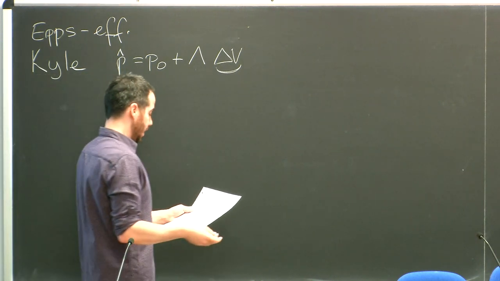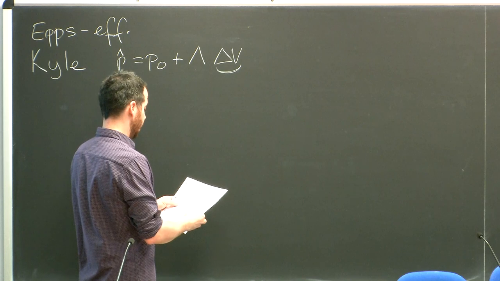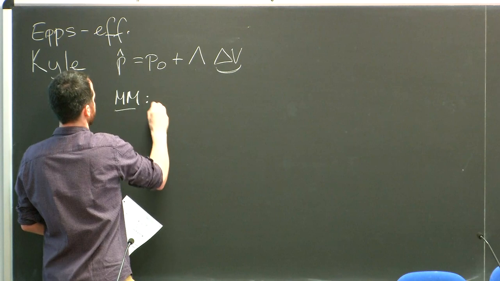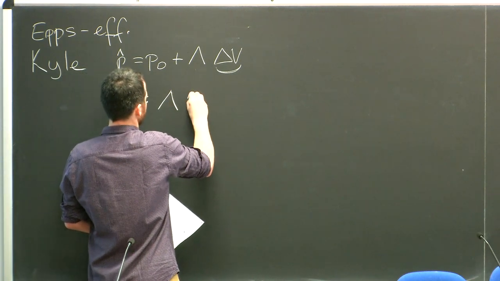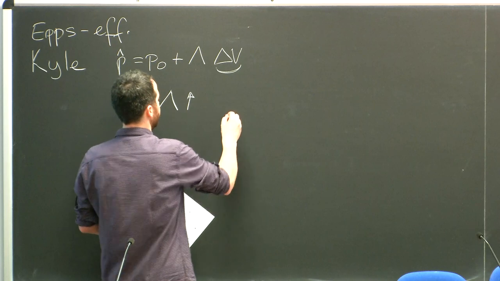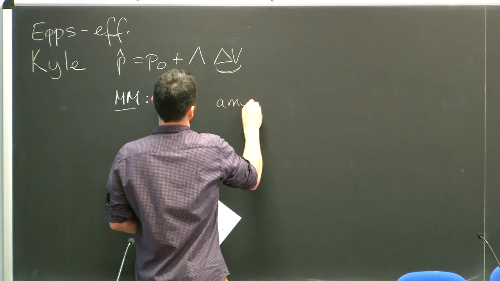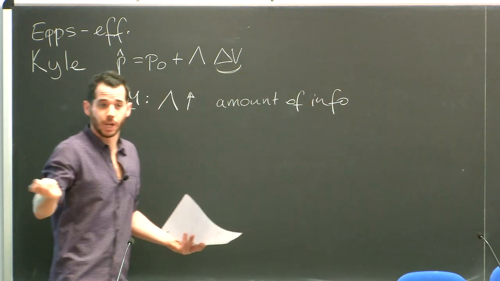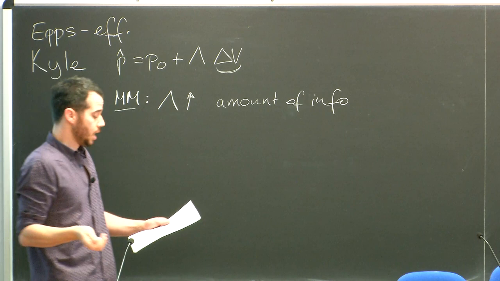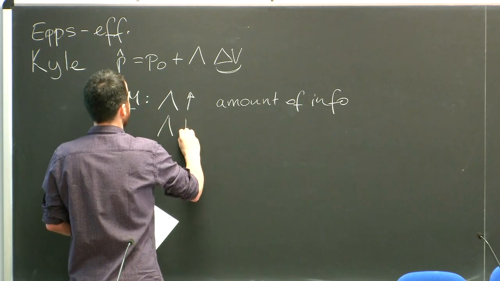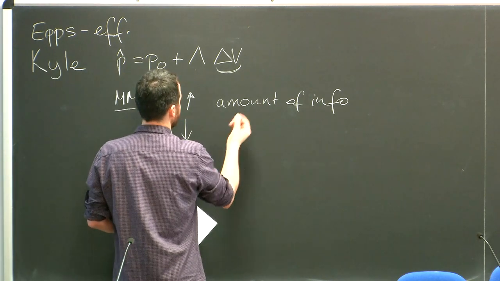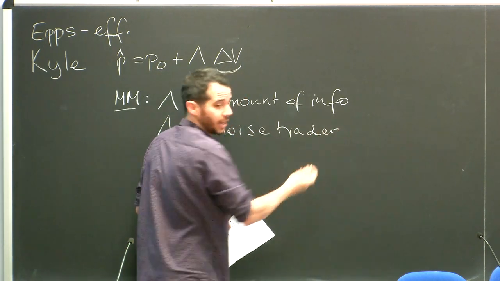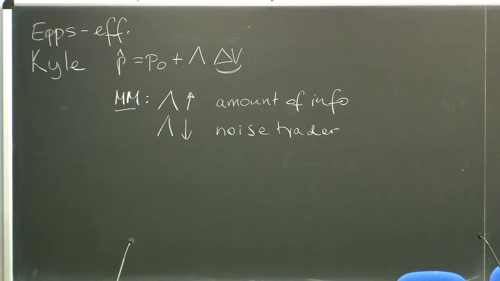And what we saw is that for the market maker, lambda grows with the amount of information of others, which makes sense, I think. But tell me if things don't make sense for you. And lambda will decrease with the noise traders. So all those who are there trading, you will gain what you gain, but you won't lose anything on them.